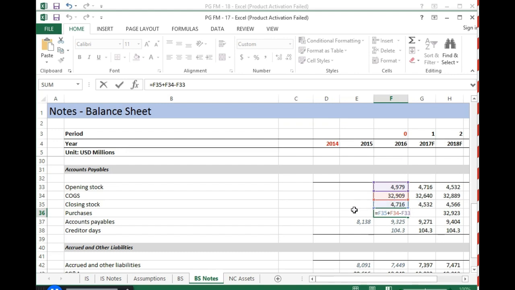So you take closing stock minus opening stock. Closing stock minus opening stock would tell you the change in stock. So some of the purchases would be used as change in stock, and then you take cost of goods sold. Some of the purchases will be used as cost of goods sold. So if you combine these two, it will become your total amount of purchases.